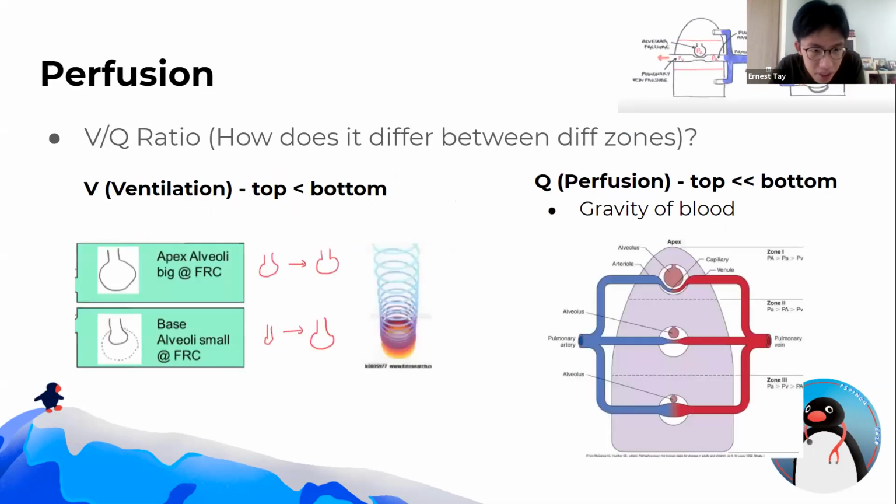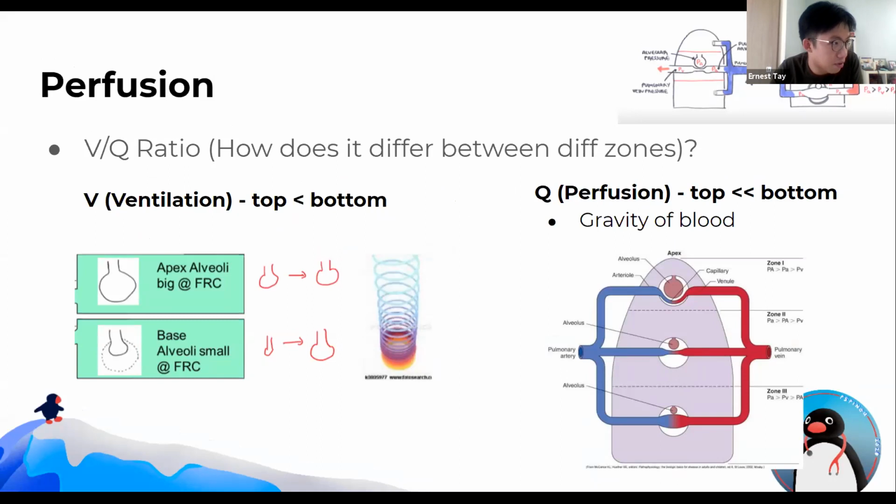So here's just how I think about it. And this is also an important concept to know. Ventilation is actually lower on top as compared to the bottom. And how I think of it is like a slinky. So if you imagine I dangle a slinky like this, then the top part is very expanded and the bottom part is very scrunched up together, right?